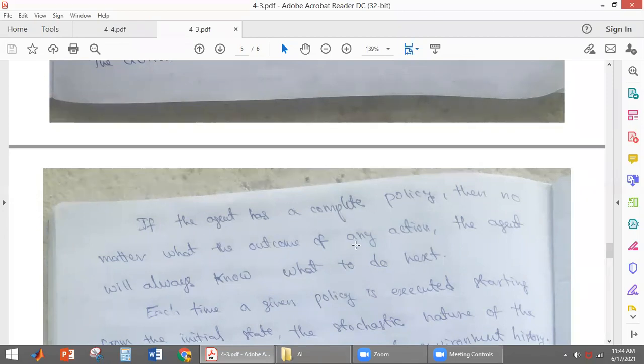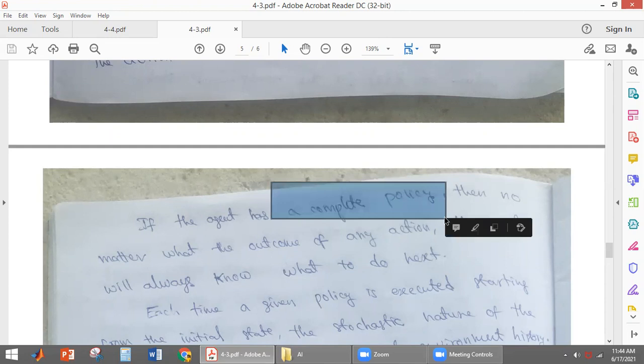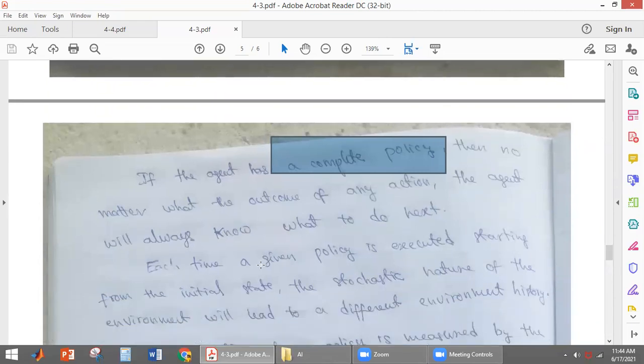the agent need not worry about the outcome because it has a complete policy. Complete policy means it knows the action to be taken at every state. So whatever outcome it reaches, it doesn't worry because it always knows what to do in that state, what to do next. That is what a complete policy is.